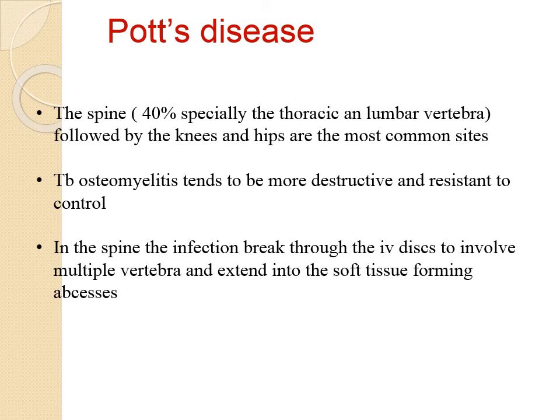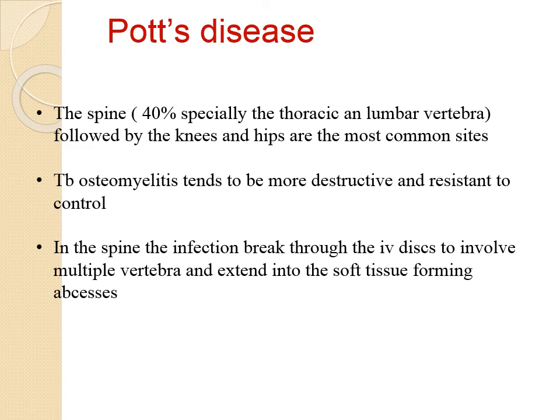In the spine, 40% are especially the thoracic and the lumbar vertebrae, followed by the knees and the hips, which are the commonest sites of TB. The osteomyelitis tends to be more destructive and resistant to control because of the less blood supply. In the spine, the infection breaks through the intervertebral discs to involve multiple vertebrae and extend into the soft tissue, forming abscesses.